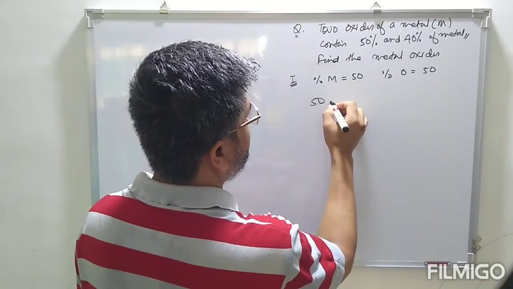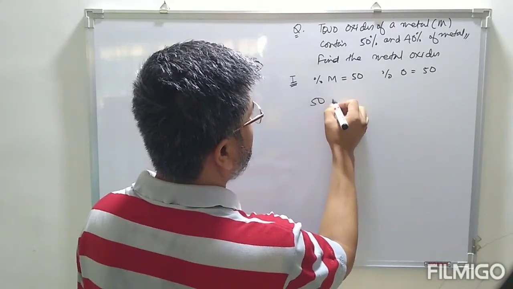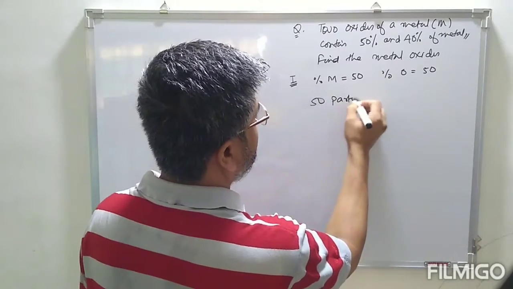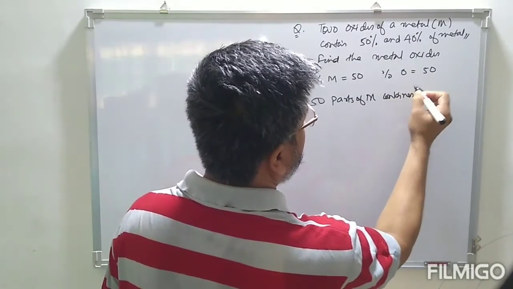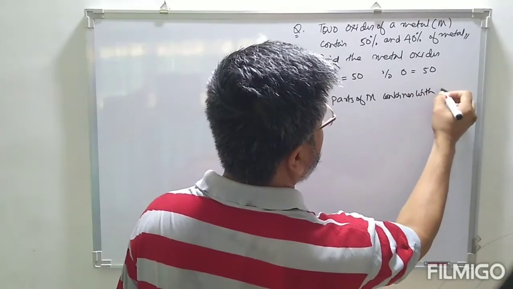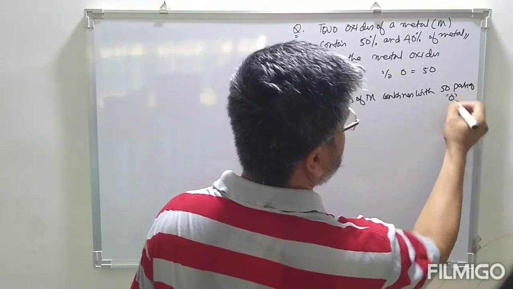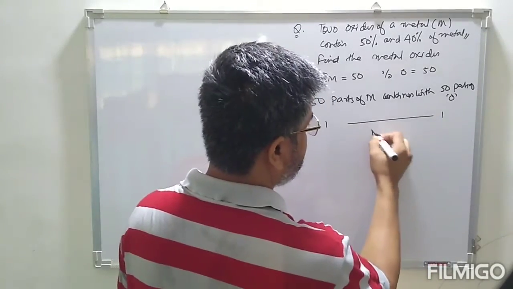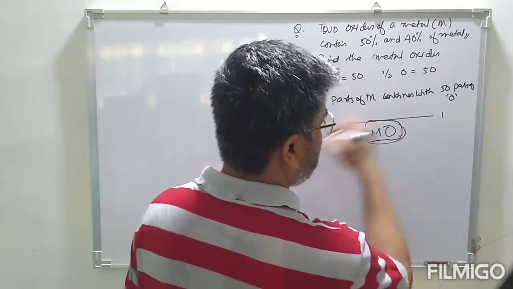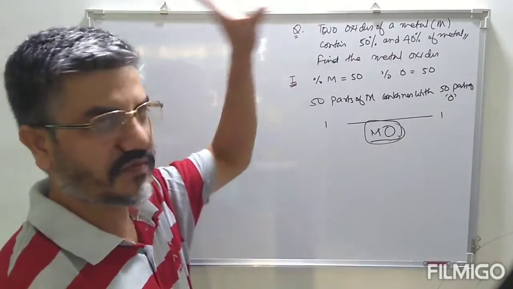So look at this, 50 parts of metal combines with 50 parts of oxygen. So therefore one part will combine with one part of oxygen. So the simplest formula is MO. That is 50-50 ratio.